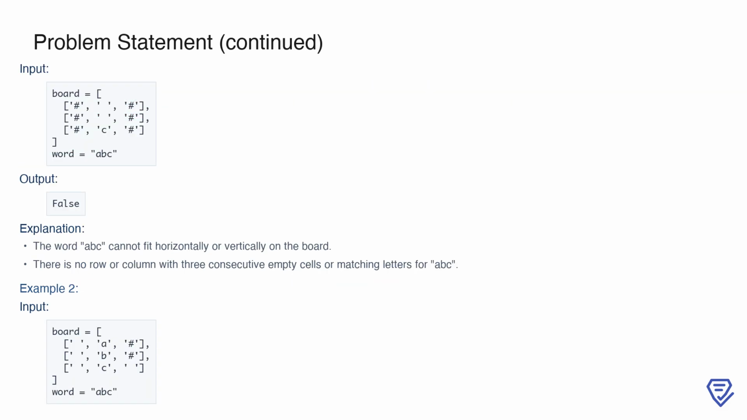Let's consider a specific example to understand the problem better. Here, the board is a 3x3 grid where certain cells are blocked, represented by hashtag. The empty cells are shown as spaces, and there is one cell containing the letter C. The word to be placed is ABC. In this case, the output is false. This is because the word ABC cannot fit on the board either horizontally or vertically. There is no sequence of three consecutive empty cells or matching letters in any row or column that would allow the entire word to fit.